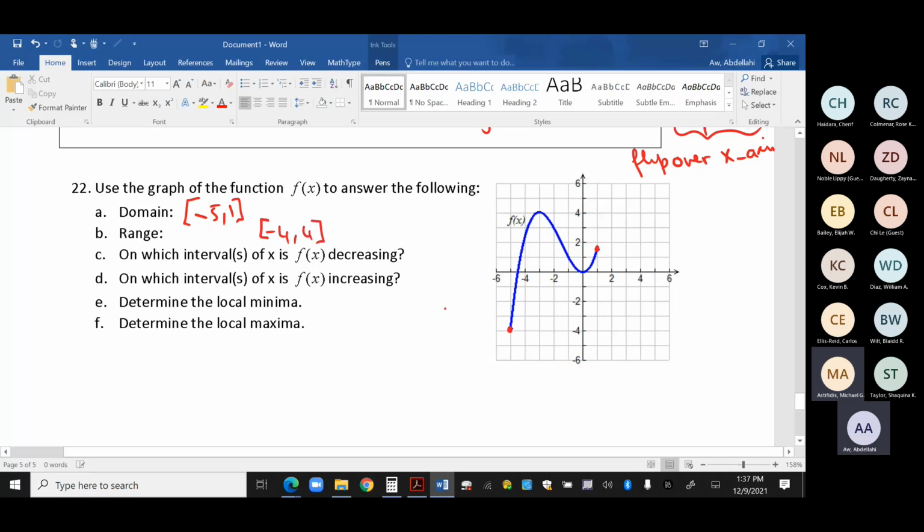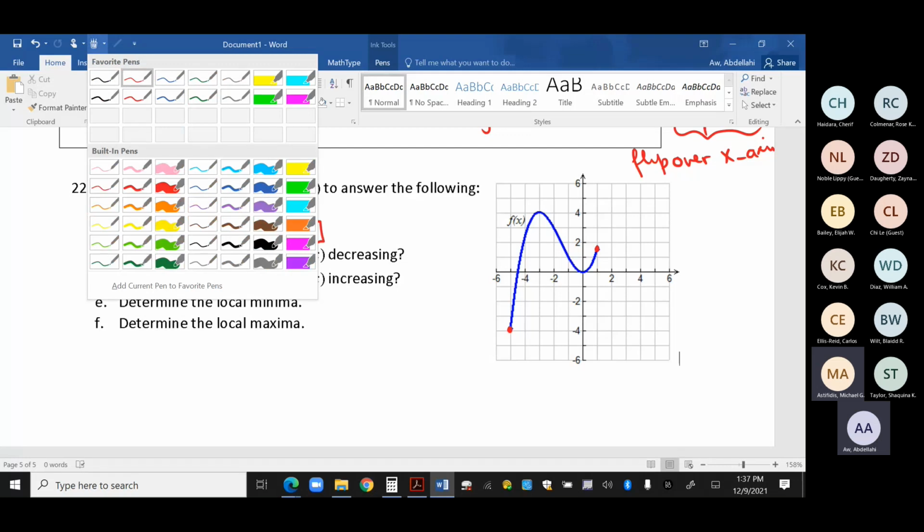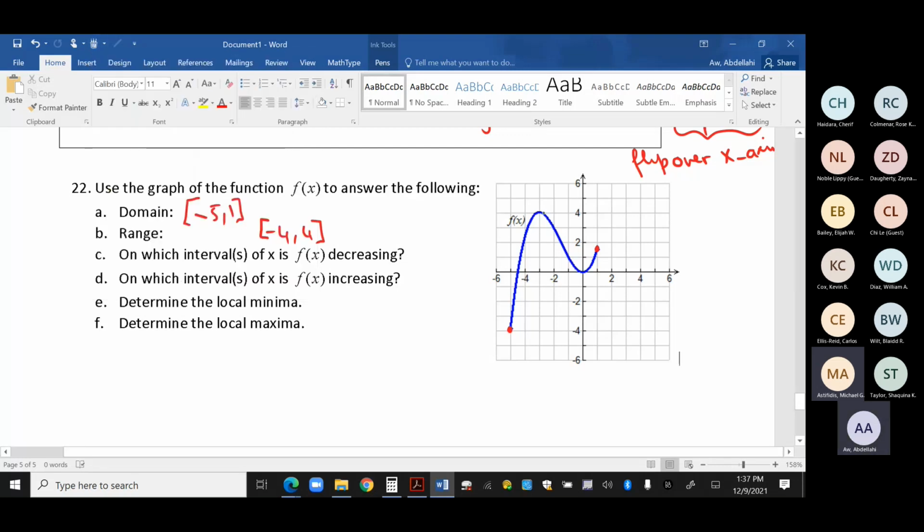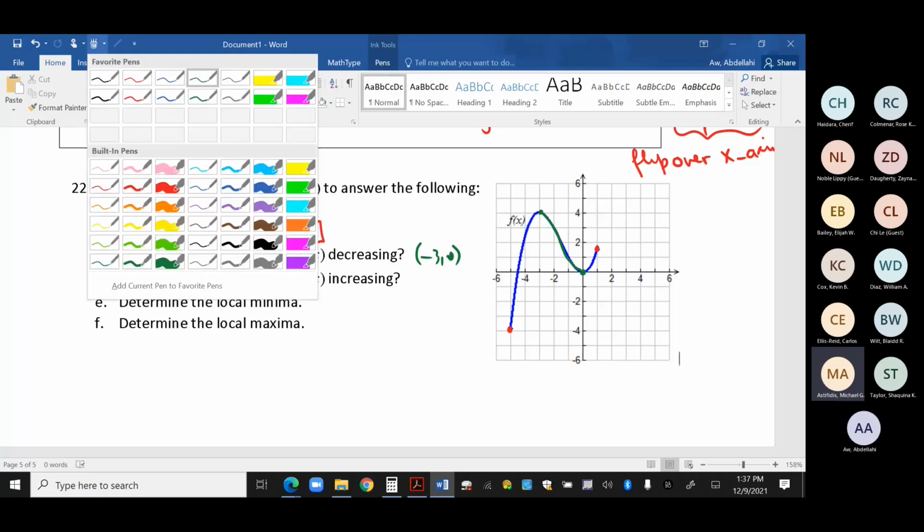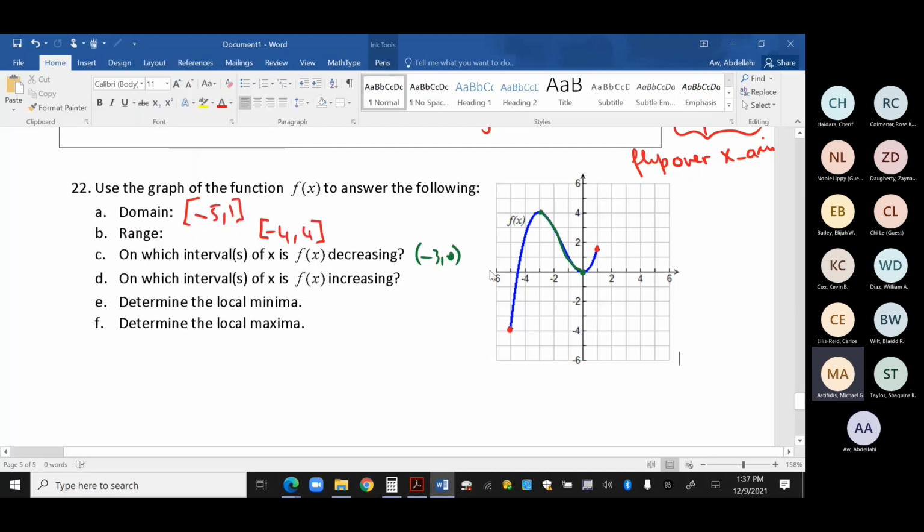Thank you. On which interval of x is f of x decreasing? Going down, which means going down. -3 to 0, right? We say -3, 0. Here, in this case, it doesn't matter if you open or close, but we prefer to open the parentheses, right? On which interval of x is it increasing, going up? -5 to -3, and then 0 to 1. 0 to 1, thank you.